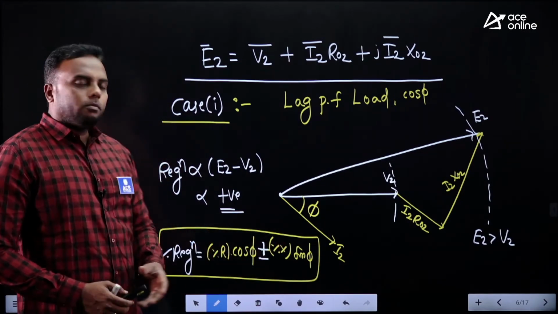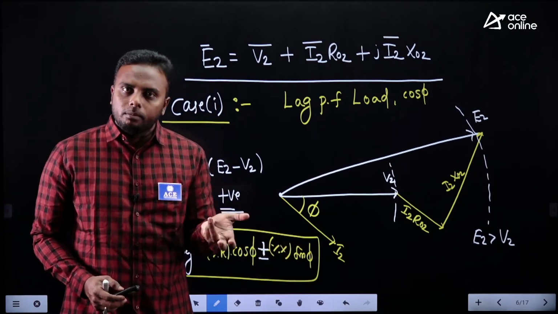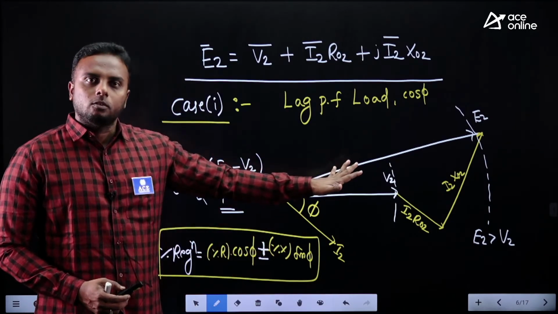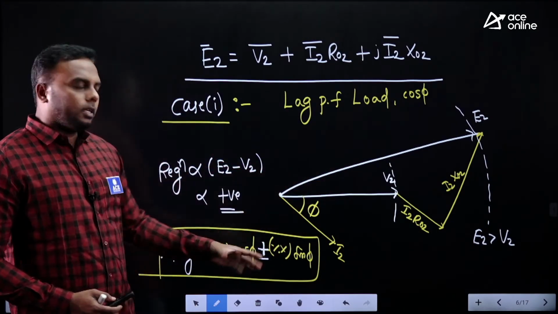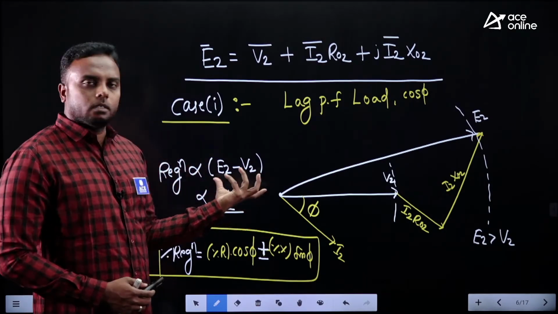This is the equation of regulation. So this much magnitude is the regulation. If you want how much regulation, 3% or 4% or 5%, use this equation from the data given in the question. And substitute here, you will get the value, how much regulation it is. Positive regulation definitely for lagging power factor.